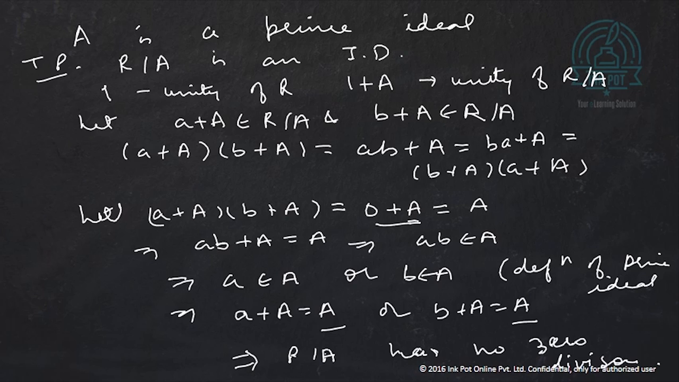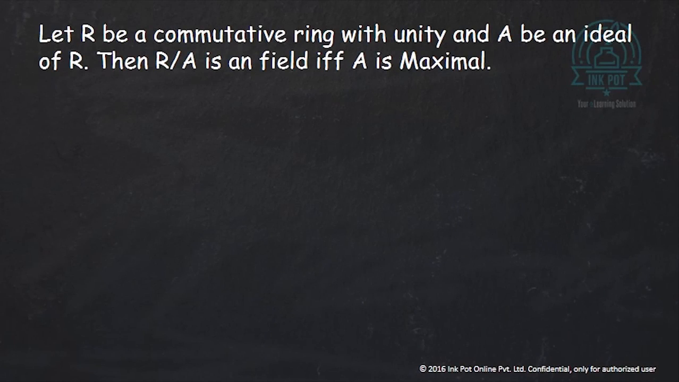Let's see the next criteria now. This criteria says that if R is a commutative ring with unity and A is an ideal of R, then R quotient A is a field if and only if A is maximal. So the proof.